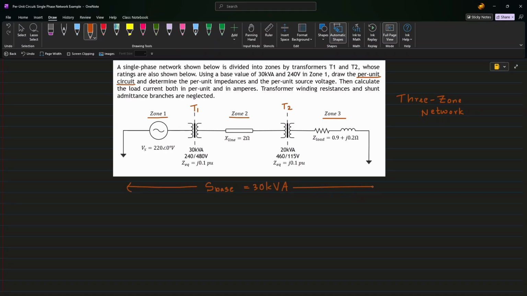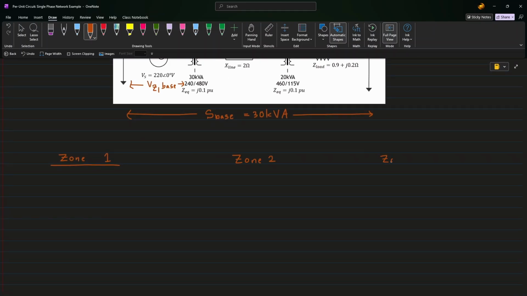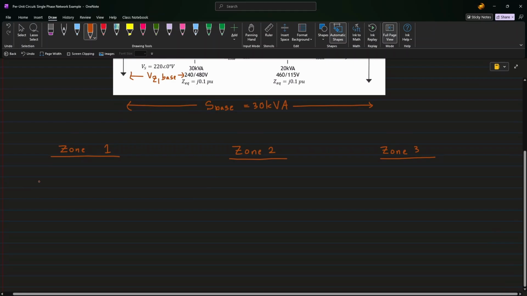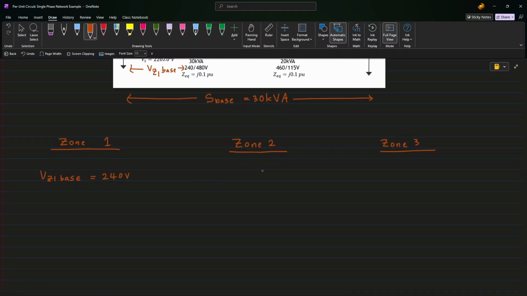Next, we can take the second independent base as a voltage base. We can find the voltage base for each zone. For example, let's say the voltage base of zone 1 is VZ1 base. The question states that the voltage base of zone 1 can be taken as 240 volts. For ease, we can write the zones separately in this manner and formulate each section. First, we can start with the voltage bases. As the voltage base of zone 1 is already given, we can find the voltage base of zone 2 next.